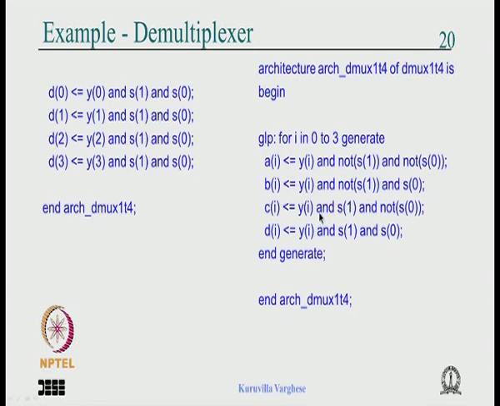Now onwards I am not going to write the entity and library and all that. You could write a generate loop with a label GLP: for I in 0 to 3 generate, and end generate. In that we say A of I is Y of I and not of S1 and not of S0. B of I is Yi and not of S1 and S0. C of I is Yi and S1 and not of S0. D of I is Y of I and S1 and S of 0. So this is simple enough.